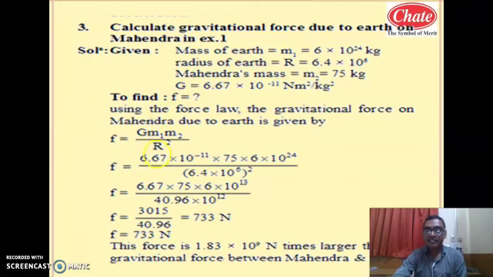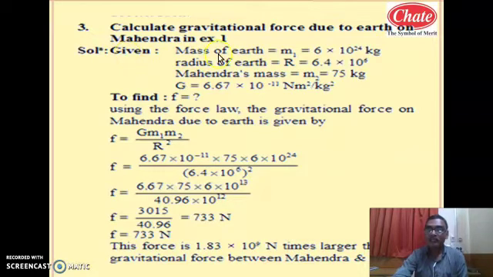Now see the next question based on Newton's universal law of gravitation. Calculate the gravitational force due to Earth on Mahendra in example 1. So we have to calculate the gravitational force due to Earth on Mahendra, meaning the force of attraction between Mahendra and Earth. Here we take one mass as the mass of Mahendra and the second as the mass of Earth. Compared to problem number 1, in place of Virat's mass we take the mass of the Earth, which is very large. Hence the force value will be large.